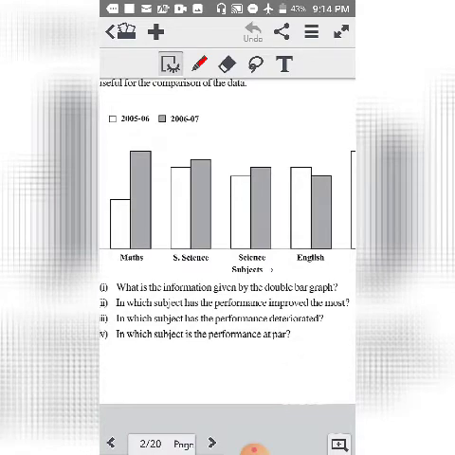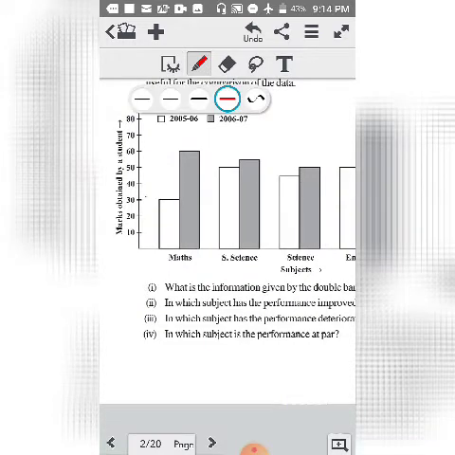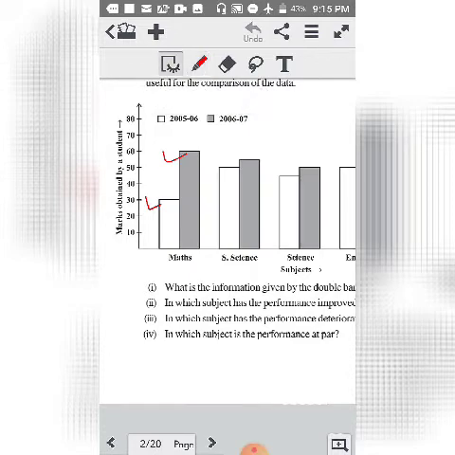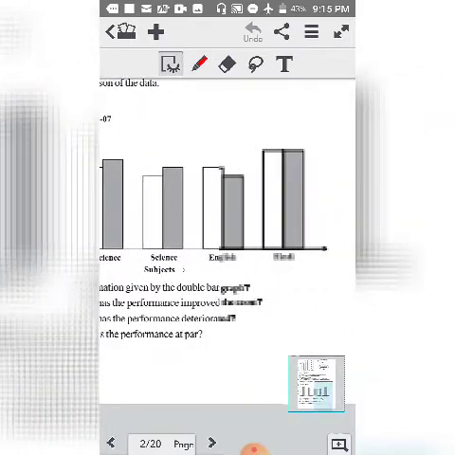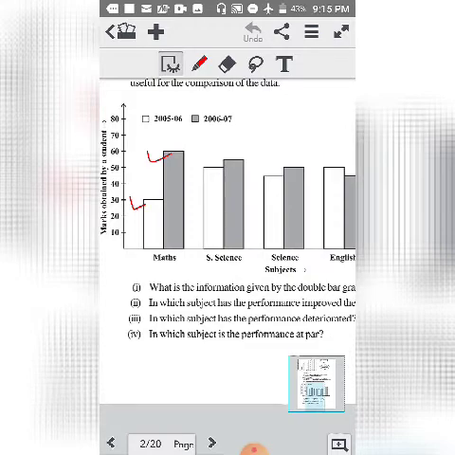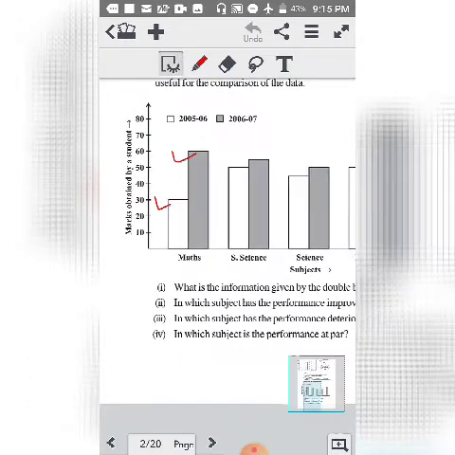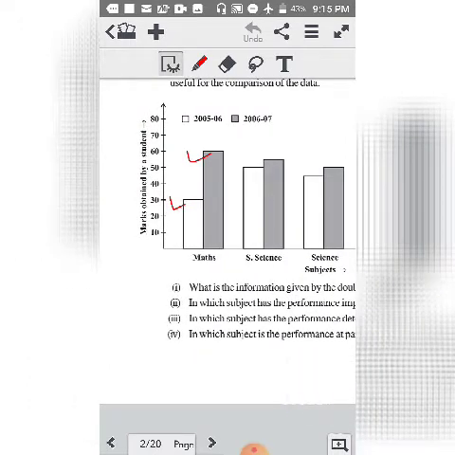So how will you see where the improvement is more? We will compare the white rectangle with the shaded rectangle. You can see that in the first rectangle here and in this one there is a difference between the height of the rectangles, and in the other rectangles there is not much difference. So from 2005 to 2006, and then from 2006 to 2007 there is an improvement. In 2005 the child got 30 marks, and in 2006-2007 he got 60. So there is a great increase.